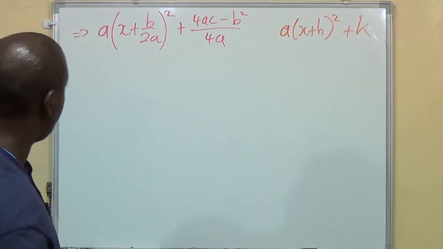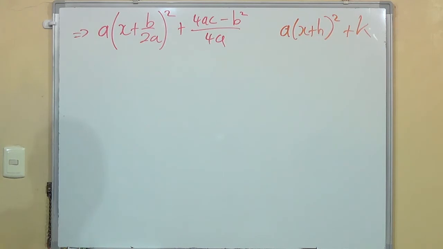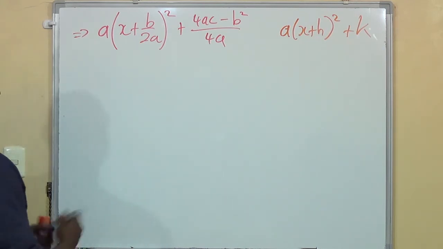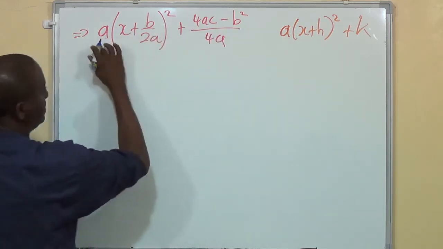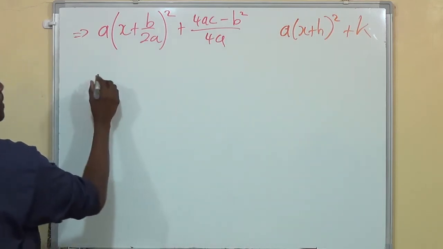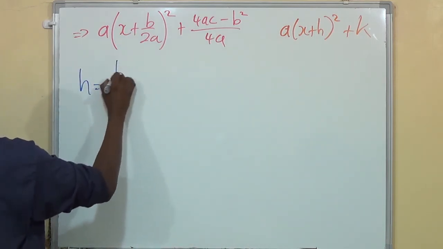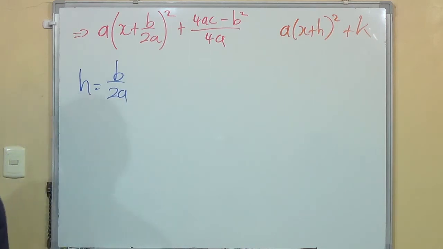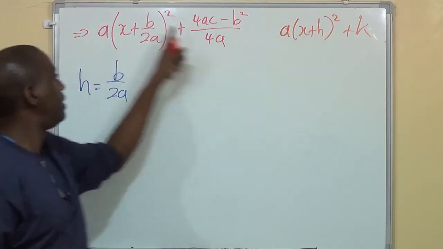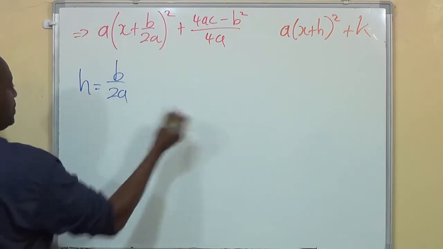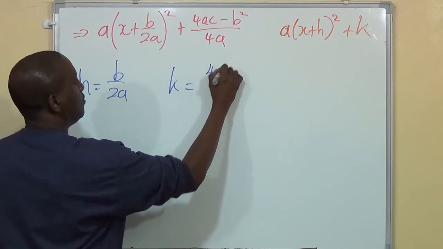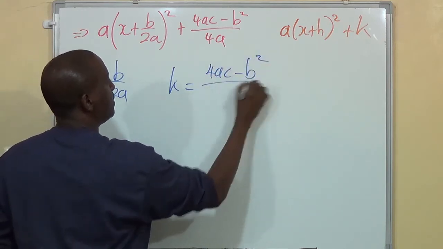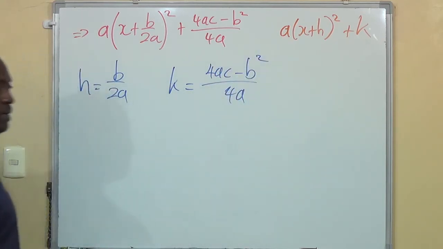We could say now with absolute and total confidence that, well, the a and the a will be the same, right? This a will be the same as this a, so we can leave that alone. We can see that h is equal to b over 2a. And we could say also that k is equal to 4ac minus b squared over 4a.